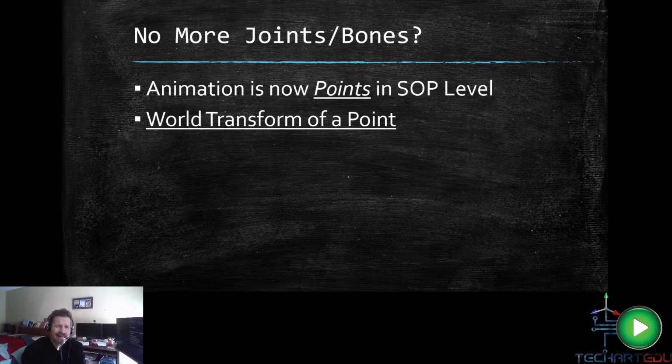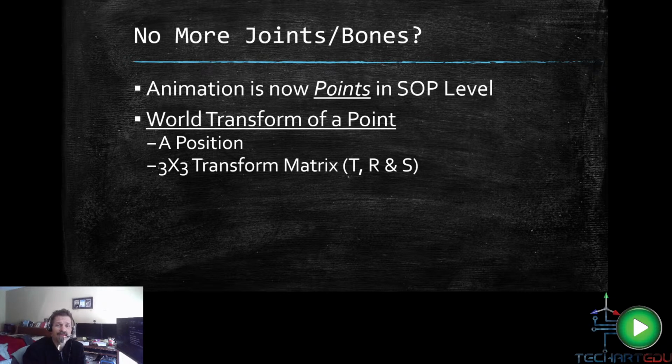And you're probably going, well, gee, Chris, what is a world transform? That consists of the position of the point and a 3 by 3 matrix. A 3 by 3 matrix is used to store the translation, the rotation, and the scale.